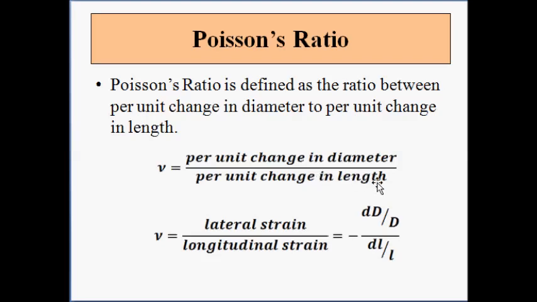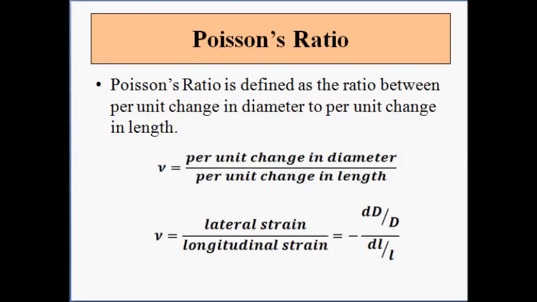It is also written as the ratio between the lateral strain and the longitudinal strain, which is given by del D by D divided by del L by L. This expression is for Poisson's ratio and is generally negative, with the negative sign.